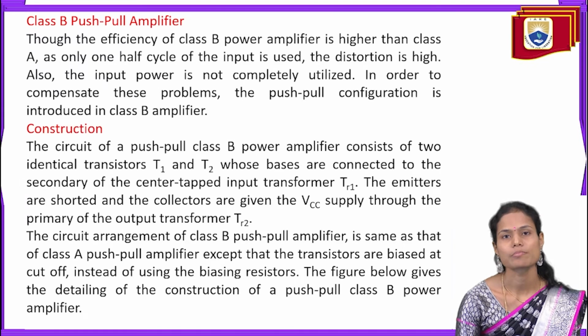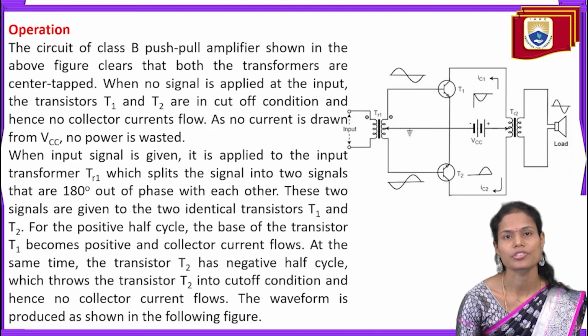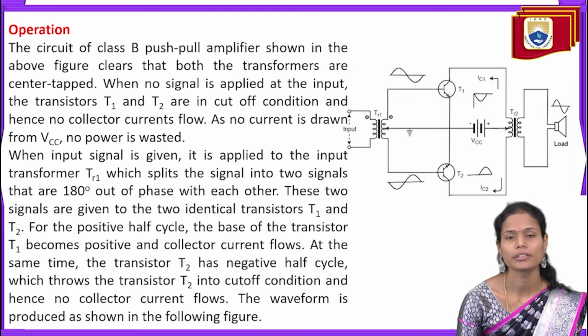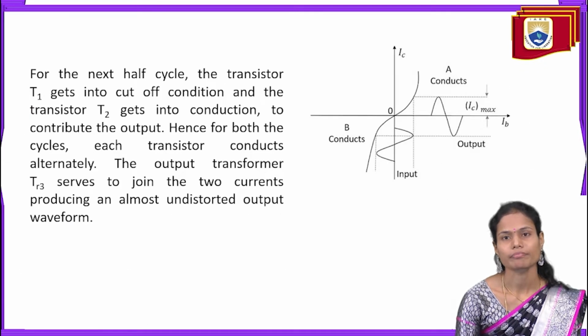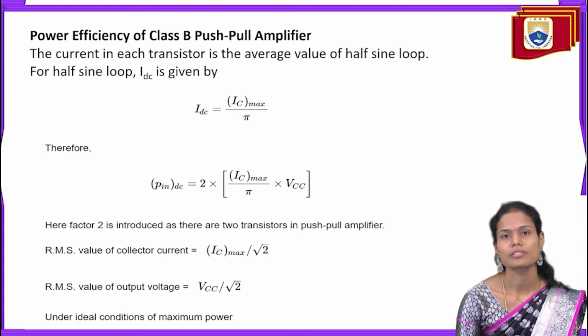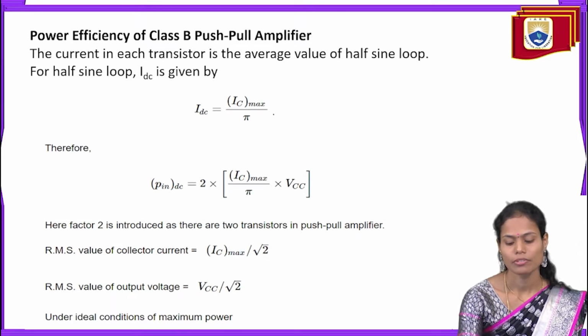And next, the class B push-pull amplifier, its construction and how it is operating alternately by providing the alternate voltage, positive half cycle as well as negative half cycle. And next, this is the waveform of the push-pull amplifier. Next, the efficiency of class B push-pull amplifier. For that purpose, we are calculating the DC current. From that, we are calculating the DC power.